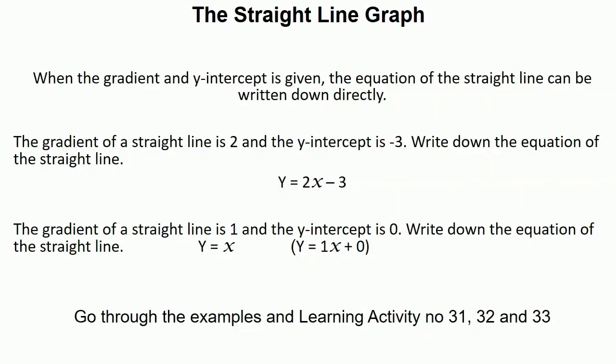Now a straight line, also, if I give you the gradient and I give you the y-intercept, you can just write down. You don't have to work out anything. You just write down the equation of the straight line. y is mx plus c. Okay, question. The gradient of a straight line is 2 and the y-intercept is minus 3. Write down the equation of the straight line.